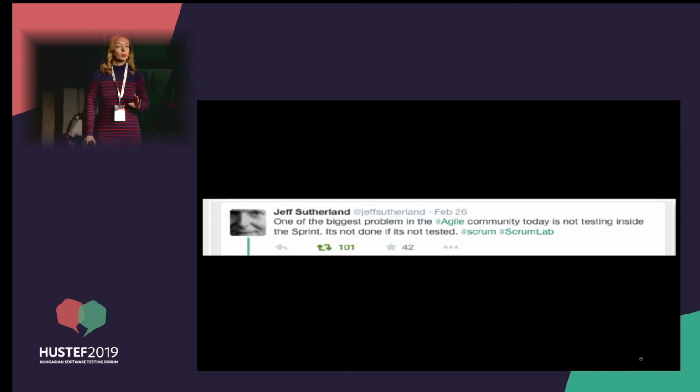Jeff Sutherland, co-author of Scrum, said, "It is not done if it's not tested." Some examples: a part of the feature that was promised to the stakeholder is missing and needs to be fixed in the next sprint, or breaking bugs have been discovered by the end user and need to be fixed in the next sprint. I wouldn't divide the terms well-tested, releasable, and done.